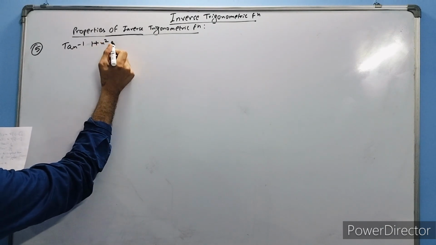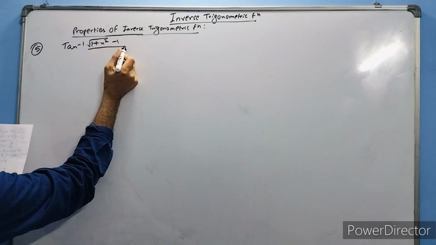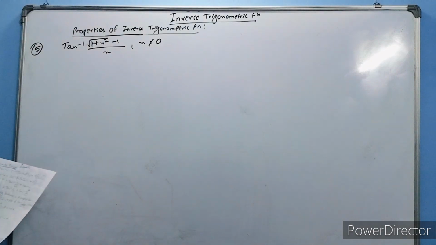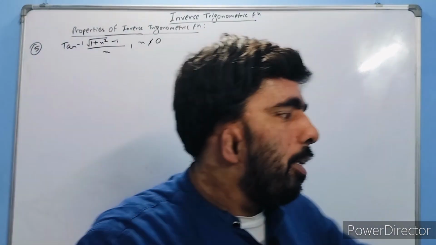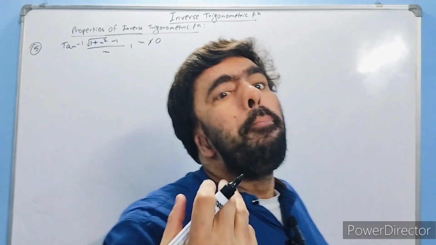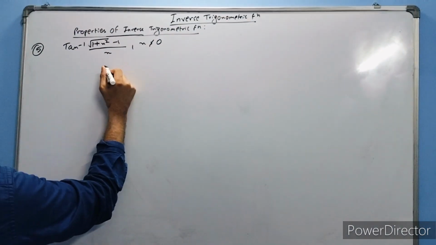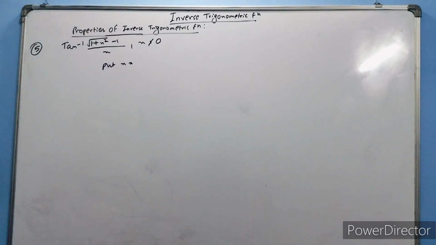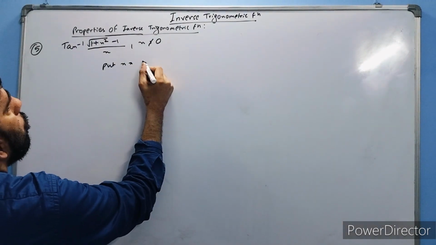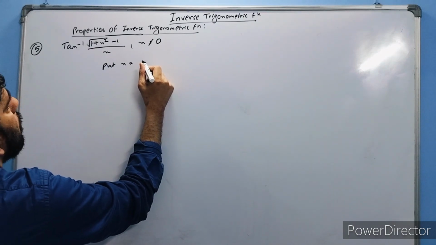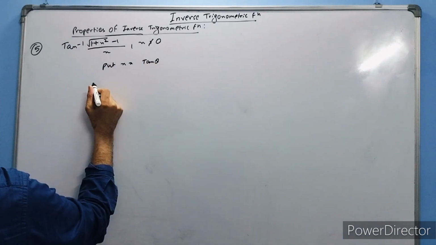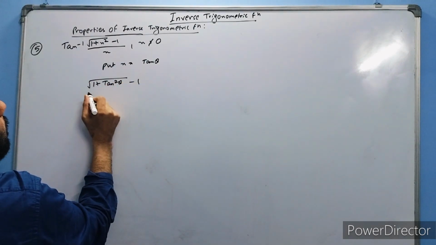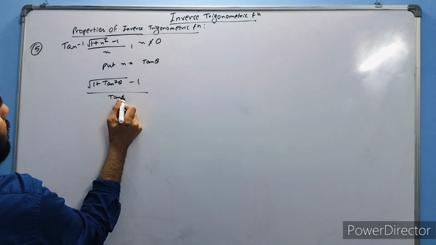They are saying minus 1 upon x. Here we have x is not equal to 0. They are saying that we need to write this function in simplest form. So how can we put x is equal to what? If I put x is equal to tan theta, it will be 1 plus tan square theta minus 1 upon tan theta.